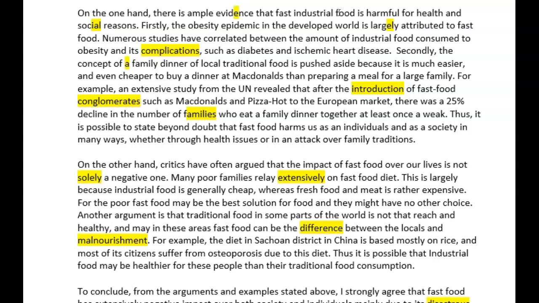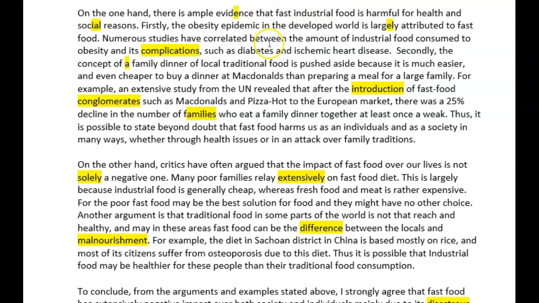Numerous studies have correlated between the amount of, you don't mean industrial food. That's not a collocation we use. You could have just said fast food, or street food, I guess, which is usually fast food but a specific type. You could have just said fast food. It's fine.